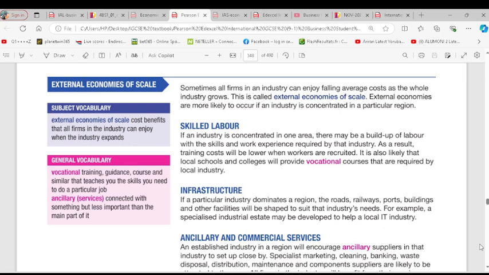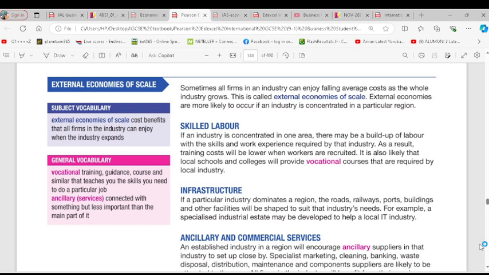Some 7 years ago, the number of private schools was minimal, unlike now. Yes or no? So that means the industry is becoming bigger. As a result, the cost of production for each school starts reducing due to the expansion of the industry. This is external economies of scale. Makes sense. You get it? A reduction in the average cost as a result of expansion within the industry.